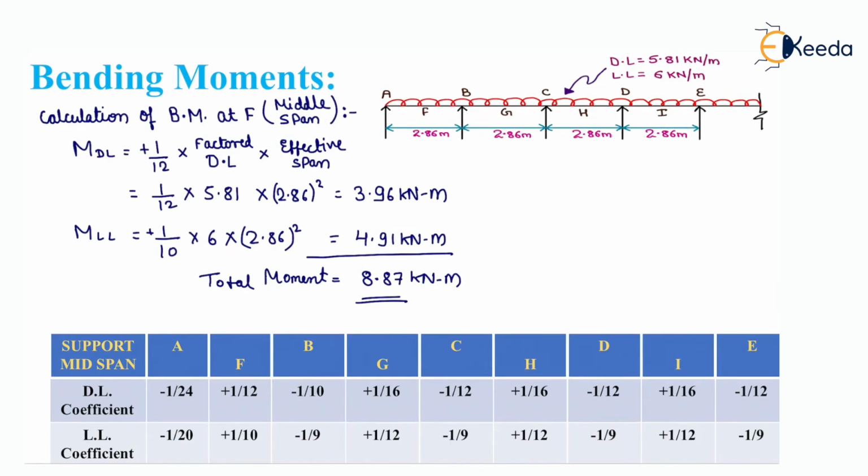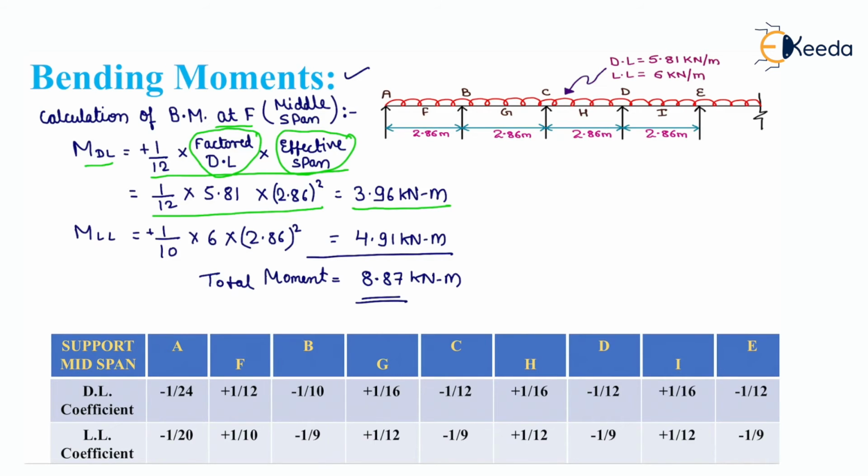We have to calculate bending moment at every point for different cases. For example, for F it is the case of span moment. Now we will calculate bending moment at F, middle span. Bending moment due to dead load is calculated from the formula plus 1 by 12 into 5.81 into 2.86 square. 5.81 is the factored dead load. It is calculated from step number 4. Now 2.86 is the effective span. Now we will put these values in the formula. We will get 3.96 kilonewton meter.